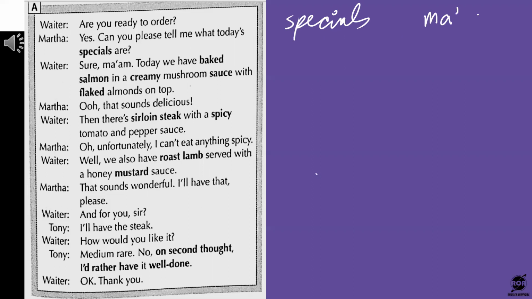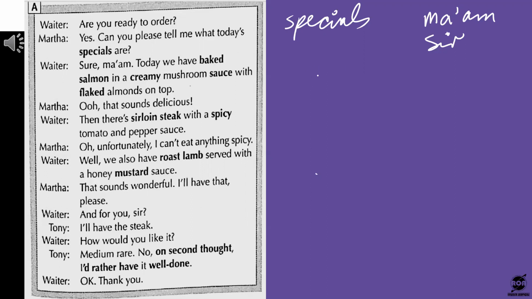Ma'am is used in English to refer to female. Sir is used in English to refer to male. Both are French terms, but they are used in English, especially when you want to be formal. So instead of using miss or using Mr., you will use ma'am and sir at a restaurant, at a hotel, at many places. Okay? Then you have, today we have baked salmon.